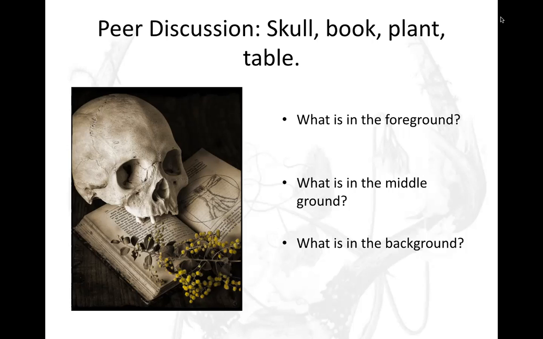Okay. We're getting some answers here. So normally the foreground is where you see the whole thing, right? It's going to be in front of other things. So the things that are in front are the plant and the skull, even though the skull is kind of higher in the image, right? It's on top of the book, right? So the book is the middle ground, and then the table would be the background.